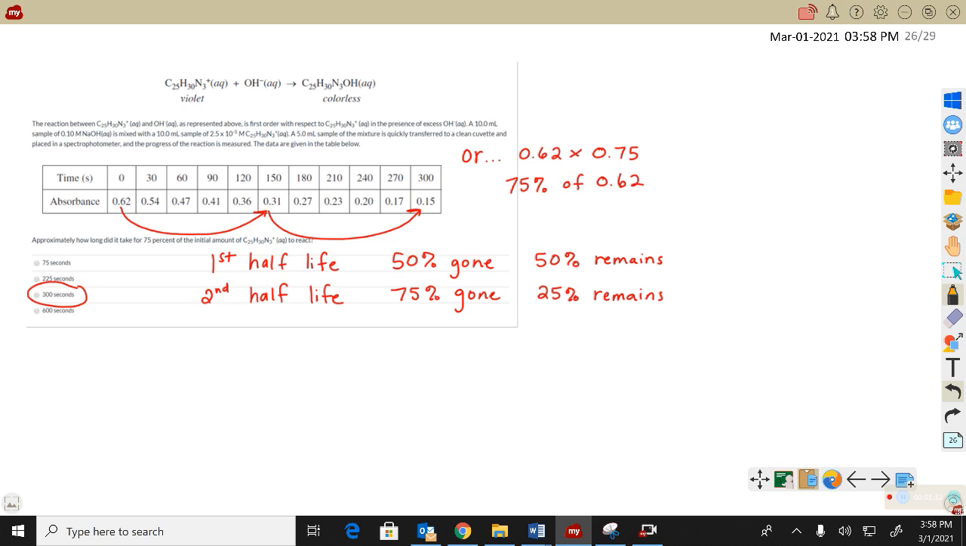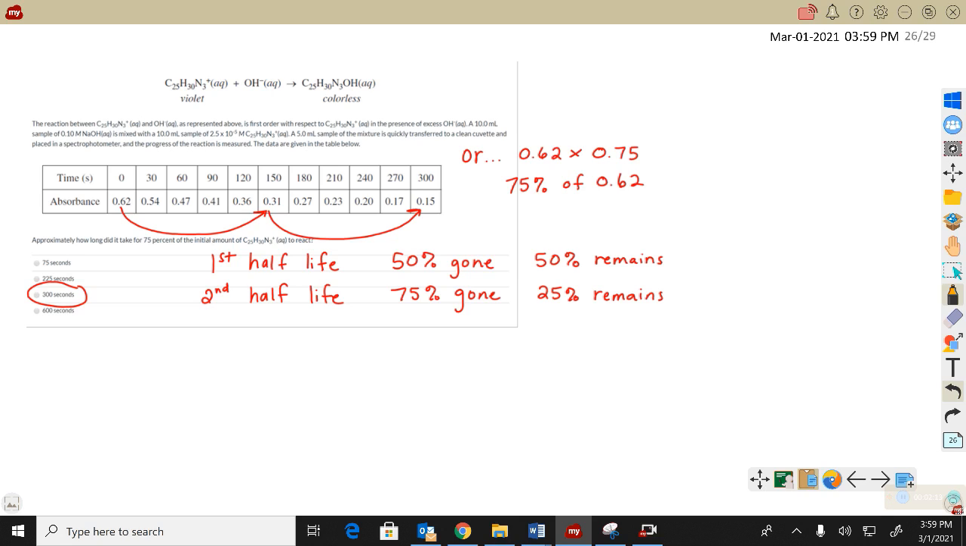Here's a really cute set of data. I like this one. They give you this kind of crazy reaction, and again, it's a colored reactant, and it forms colorless products. So I would be able to study the change in concentration of that violet ion over time. The solution should lighten. All right, so they give me all this data as time went by. Looks like about every 30 seconds or so, they measured the absorbance. It says approximately how long did it take for 75% of the initial amount of that violet ion to react.